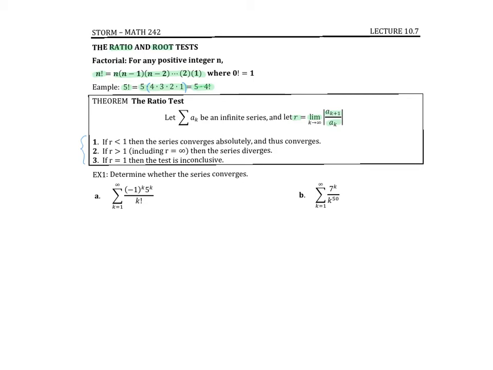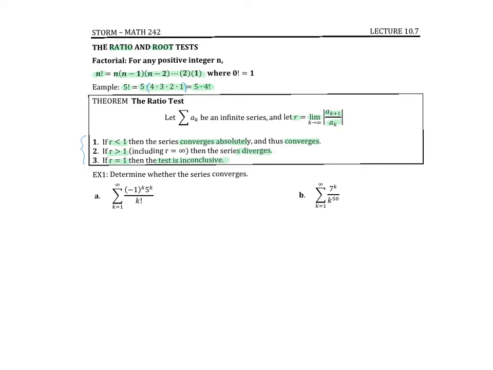So if it turns out that the limit is less than 1, then the series will converge absolutely, which just means it converges. If the limit is greater than 1, and here we're including infinity, then our series will diverge. If it's equal to 1, the test is inconclusive. So inconclusive does not mean it diverges. It means that you need to do something else. Try another test.